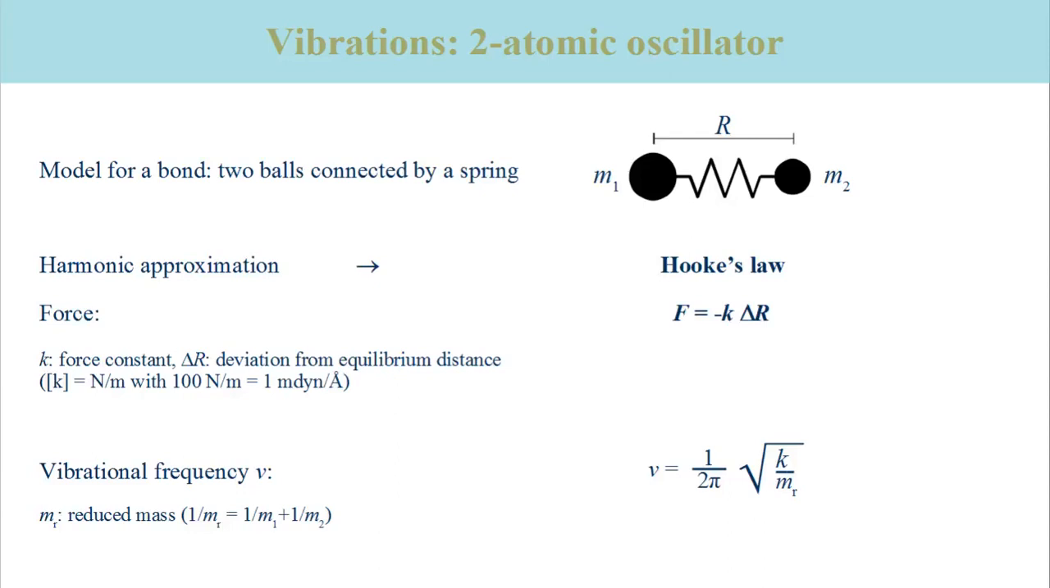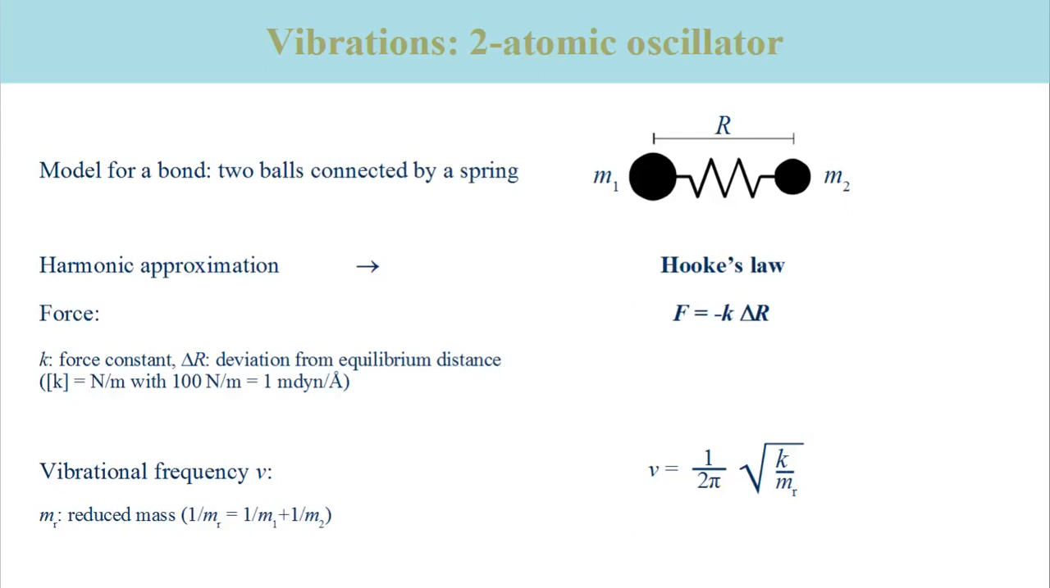The vibrations that give rise to the absorption of infrared radiation are the vibrations of the atoms in a molecule. As these can be quite complicated, we will start with the most simple case, the vibration of a two-atomic oscillator. We will first discuss the vibrational frequency and later the absorption of energy by the oscillator.